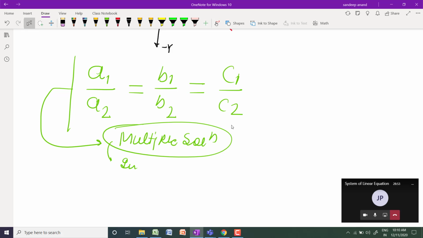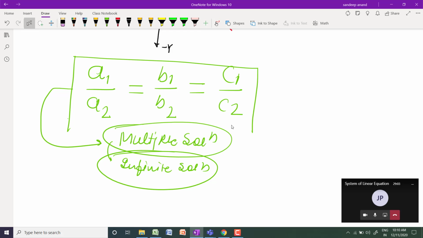The appropriate word is infinite solution. So you will get an infinite number of solutions whenever this condition is in front of you, where the coefficient ratio a1 by a2 is equal to b1 by b2 is equal to c1 by c2.